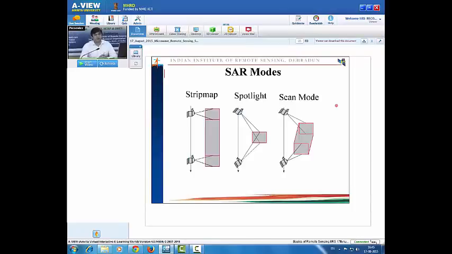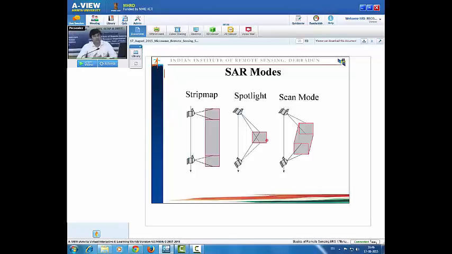And in spotlight mode, the SAR sensor will be fixed to a single point target, or towards a small area during its full acquisition, so that the final image obtained from the SAR data will have a number of high returns, so that its resolution will become more fine. But the limitation will be the coverage or swath will become very small.